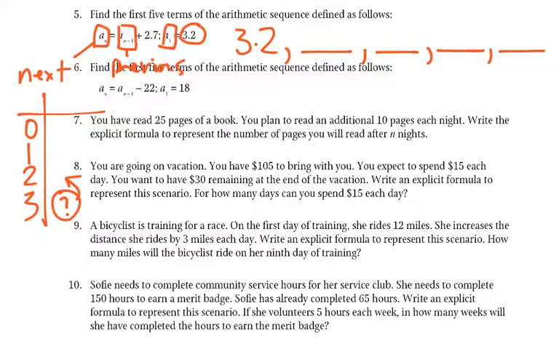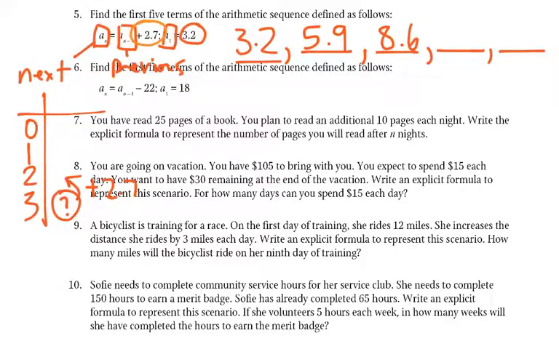And then this is the growth. So every time we're adding 2.7. That's our common difference, okay, is adding 2.7. So start at 3.2, add 2.7, that would be 5.9. Add 2.7 to that, that would be 8.6.